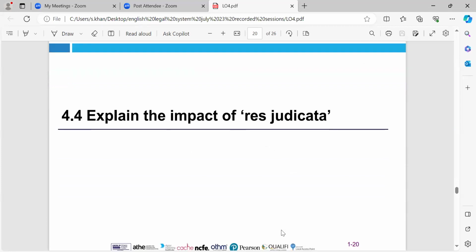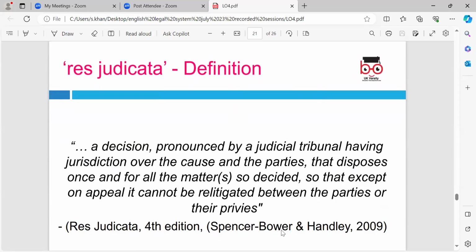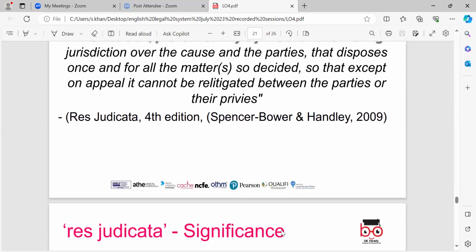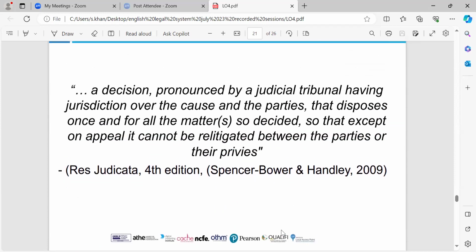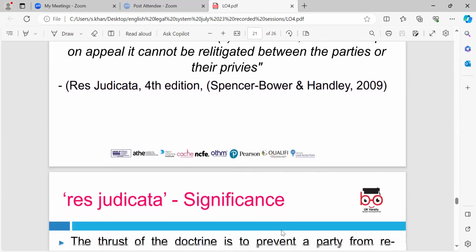4.4, explain the impact of res judicata. So, definition. Res judicata is a decision pronounced by a judicial tribunal having jurisdiction over the cause and the parties that disposes once and for all of the matter so decided, so that except on appeal it cannot be relitigated between the parties or their privies. And this is from Spencer, Bauer and Hadley, 2009, 4th edition, res judicata.